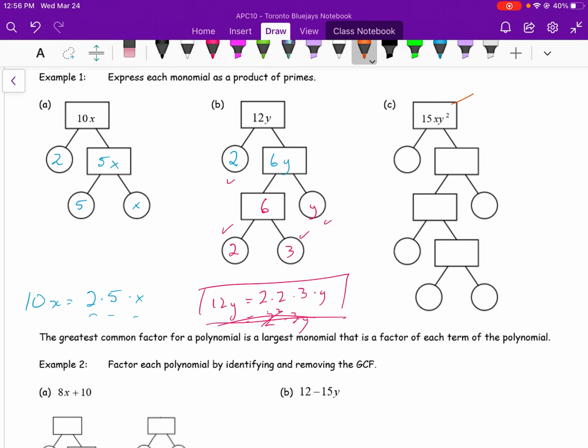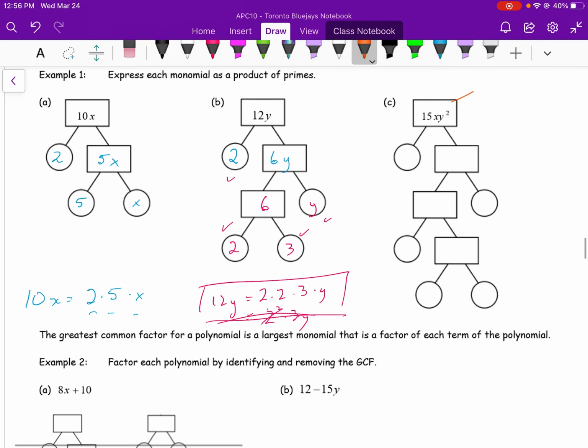Now here, let's go on to 15xy squared. What factor am I going to take out? Well, it's really up to you. You have a choice because there are many factors. I'm going to take an easy choice. I'm going to factor out 3. If I factor out 3 out of 15xy squared, I'm left with 5xy squared. And now if I take a look at this, 5xy squared, what would you factor out? Me, I'm going to continue on with the numbers, just the numbers, and that's a-okay.